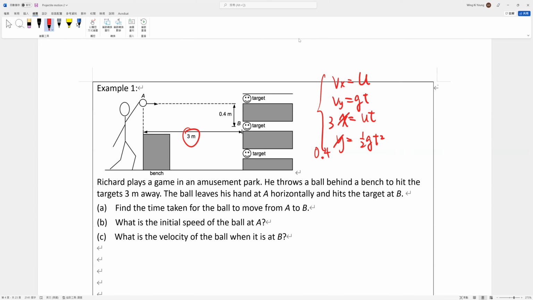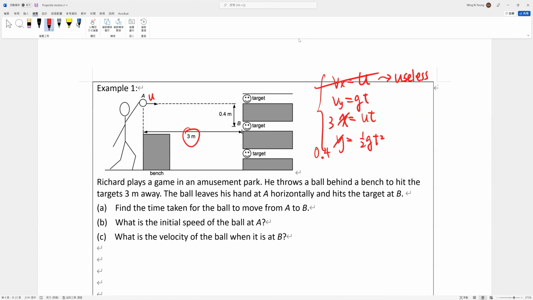Can anyone tell me which one of these 4 equations is useless? It can't help you calculate anything. Do you know? Actually, the first one is useless. It just tells you that the horizontal velocity is always constant, equal to the initial horizontal velocity. It didn't tell you anything extra. So this one, we don't need to use.